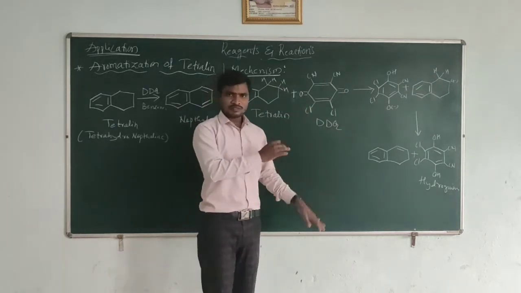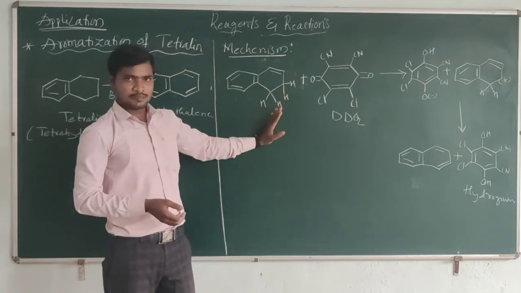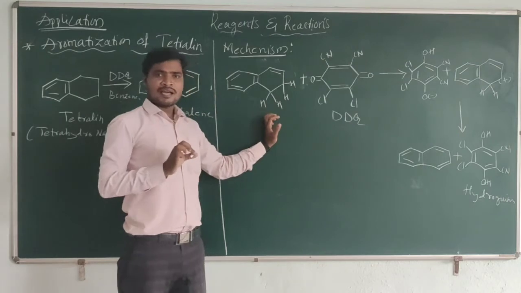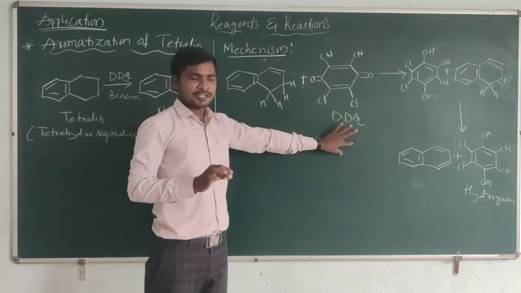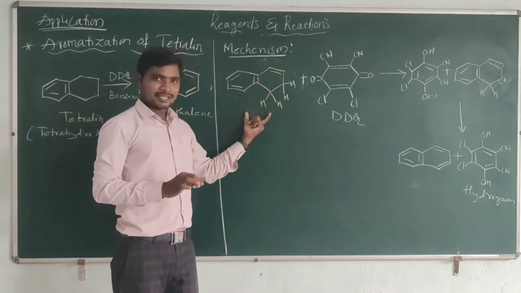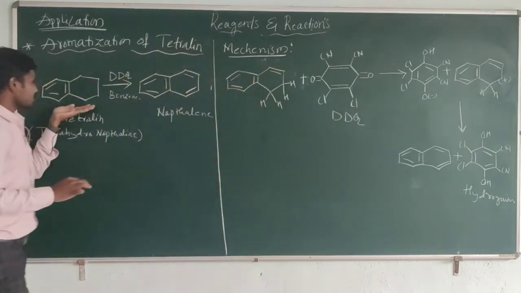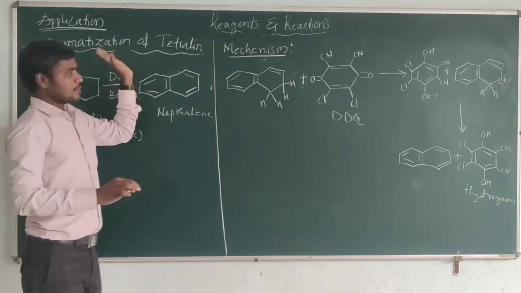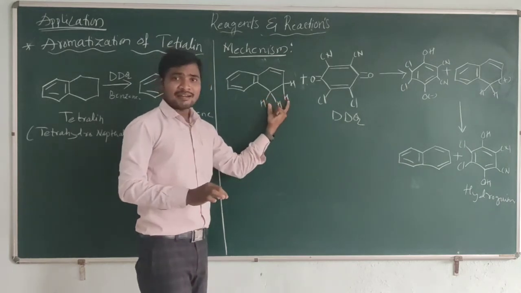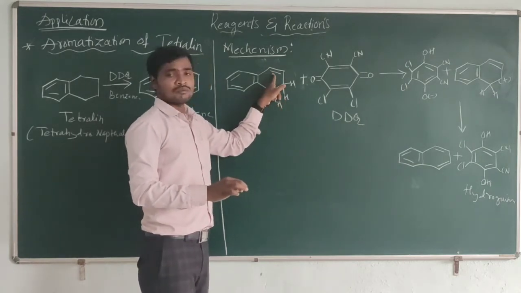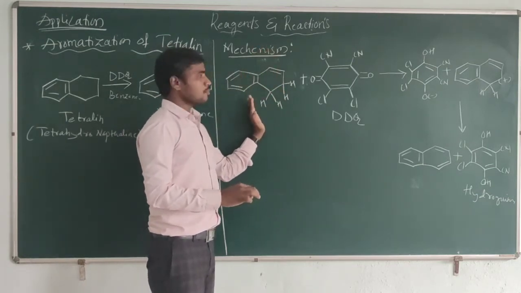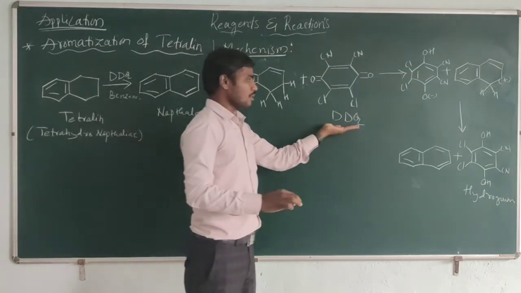So the second step in the mechanism: the tetraline, after reacting with the first molecule of DDQ, is converted into dihydrotetraline. Initially you can see the structure of tetraline. After tetraline reacts with the first molecule of DDQ, it converts into dihydrotetraline, which means it forms one double bond at this position. This molecule further reacts with a second molecule of DDQ.